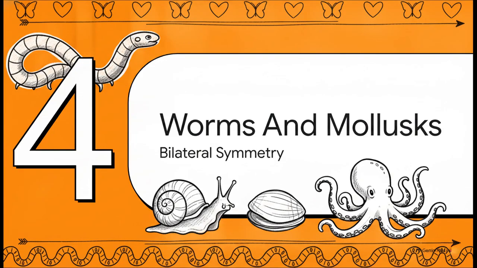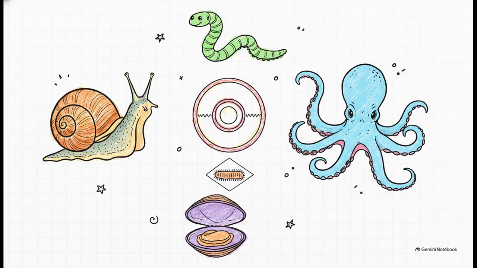Section 4. Worms and mollusks. All right, so leaving the radial symmetry of the cnidarians behind, we're now entering the world of bilateral symmetry and much more complex internal cavities. Phylum Mollusca, which includes things like snails and squids, and phylum Annelida, which includes your segmented worms, are some of the most familiar groups of what we call lophotrochozoan protostomes.